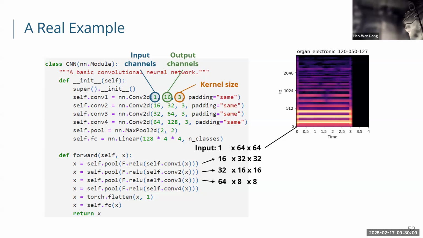So in the end, you will go through all the layers. So go through convolutional 1, ReLU, pool, convolutional 2, ReLU, pool, and so on, and then flatten, and then go to the fully connected layer, the last layer.